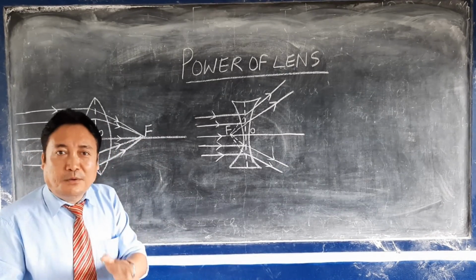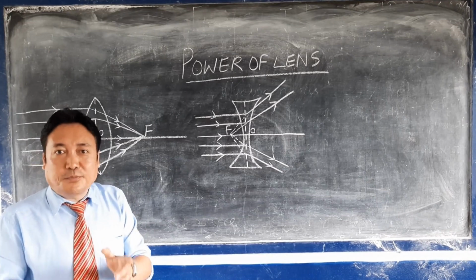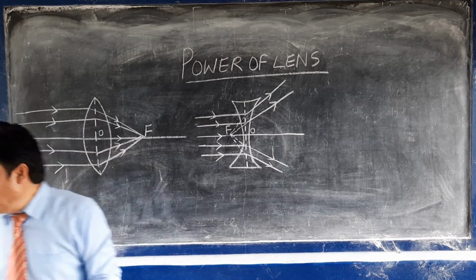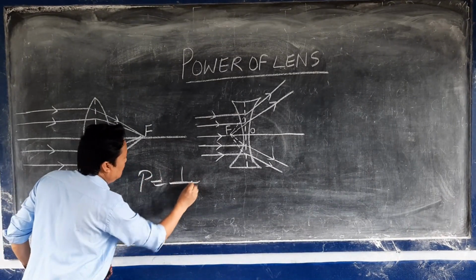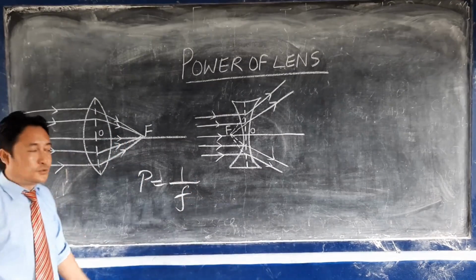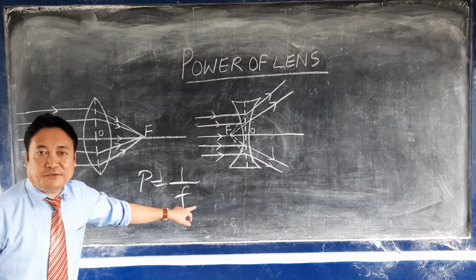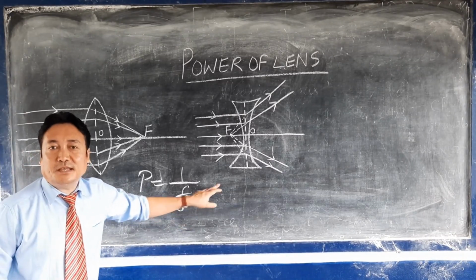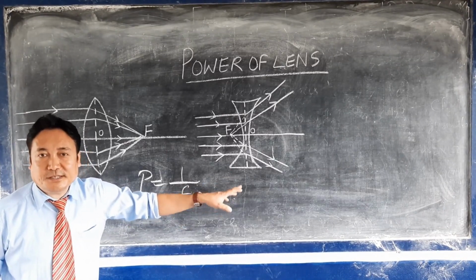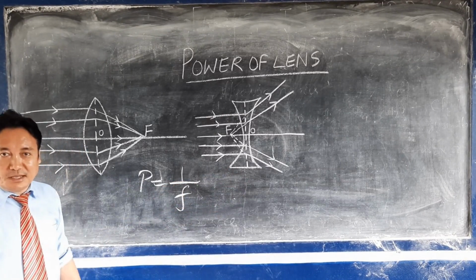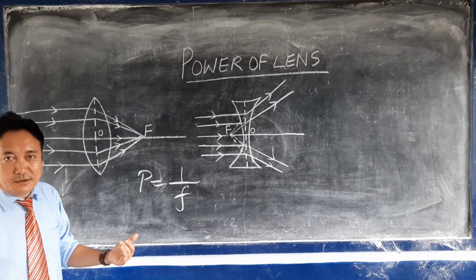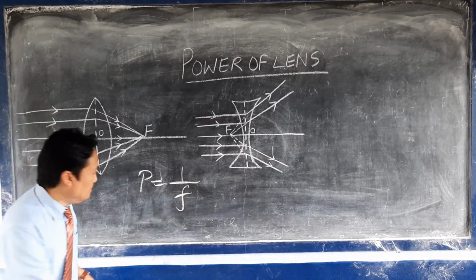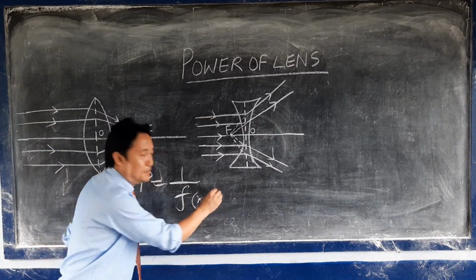Okay, so the power of a lens is the reciprocal of its focal length. Power equals 1 by f, where P is the power and f is the focal length. This focal length is always expressed in meters, not in centimeters. Even if the value is given in centimeters, you have to convert it into meters.